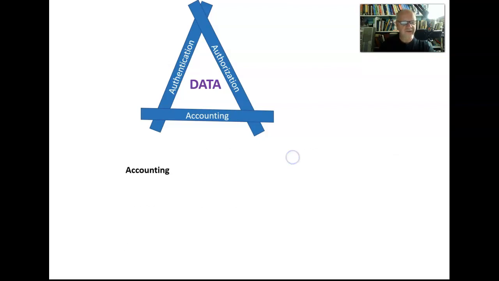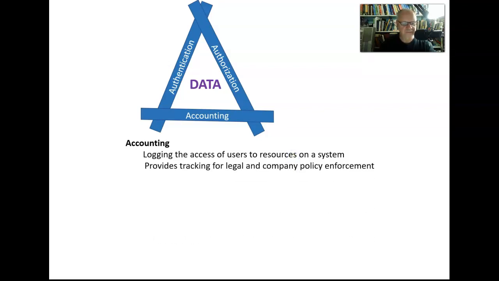The third is accounting. Accounting has to do with logging events on the system, logging the access of users to resources on a system. This provides tracking for legal purposes, for company policy enforcement. It provides evidence of attempted unauthorized access. So if the bad guy keeps trying to break into a system, I have a record of that, and I have some evidence that it's occurring.